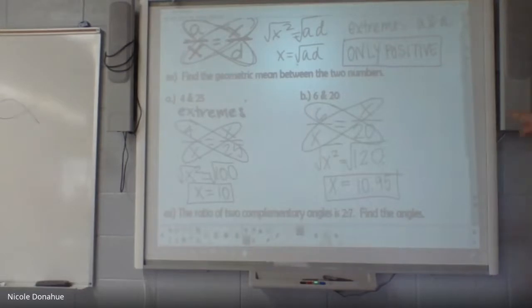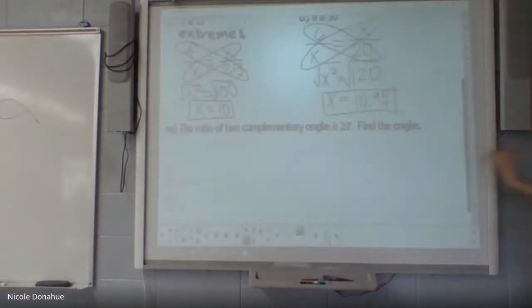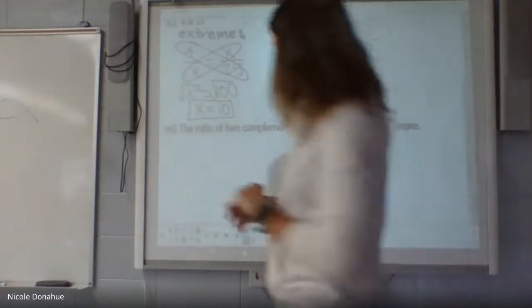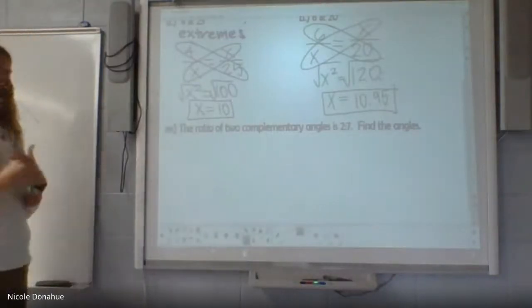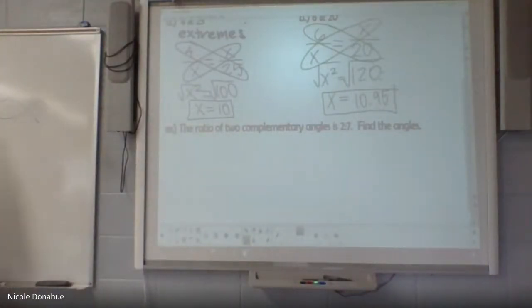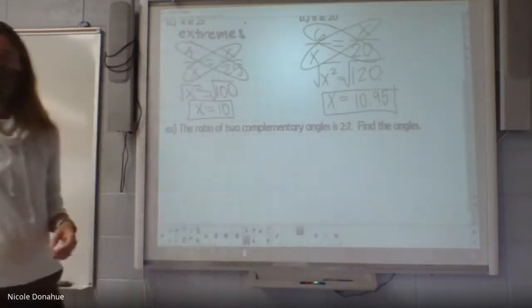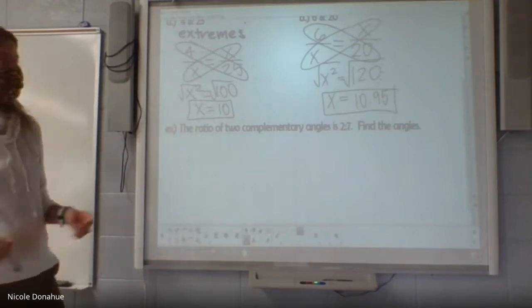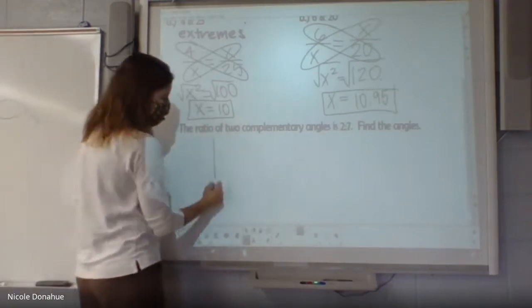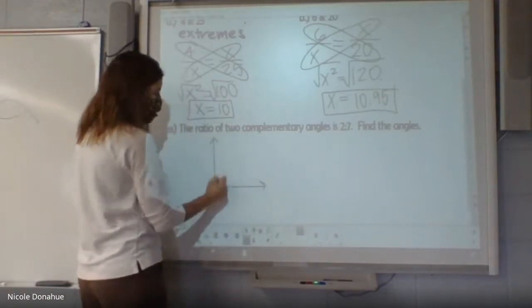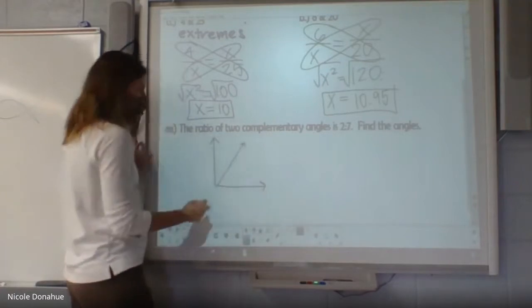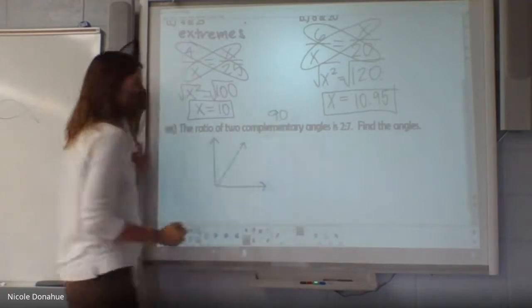All right, so the next type of problem here says the ratio of two complementary angles is 2 to 7. Find the angles. What do we know about complementary angles? 90. Complementary is the ones that add up to 90. Okay, it's been a little while. But they add up to 90.